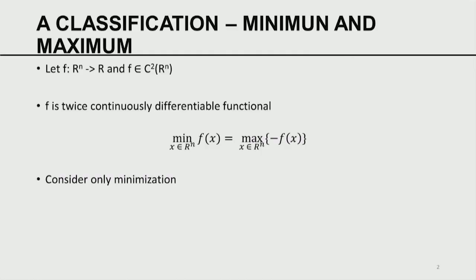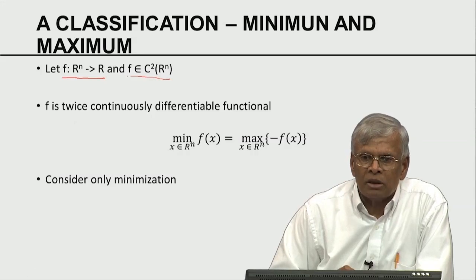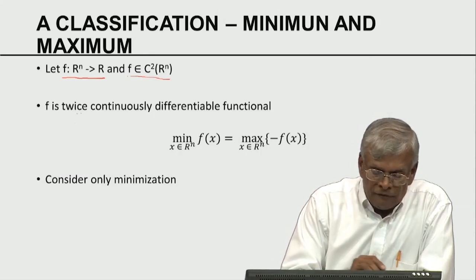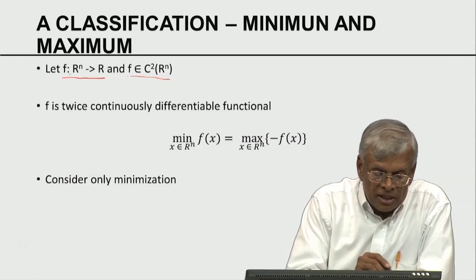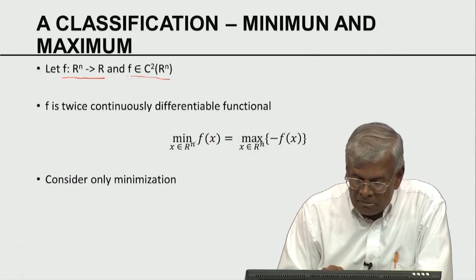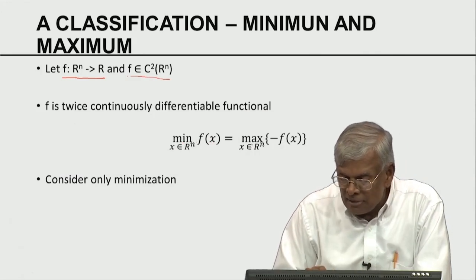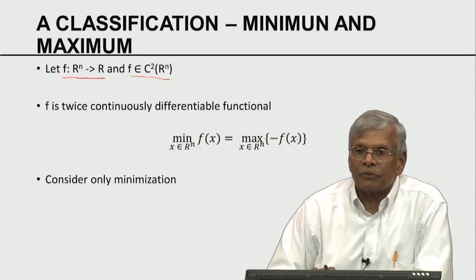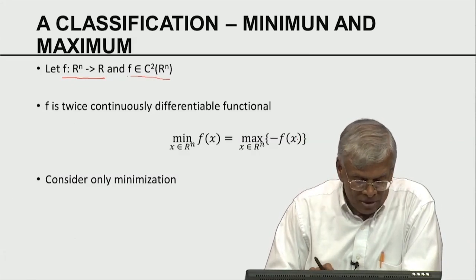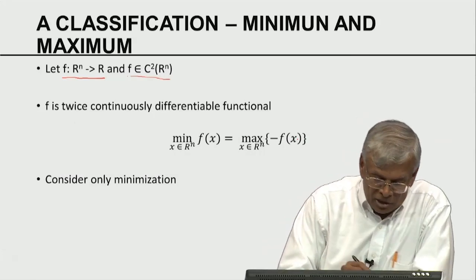So a classification. Let f be a scalar valued function. You can see the notion of a scalar valued function comes into play right away. Let f be C2 on Rn. That means f is a function which is continuously differentiable in Rn, at least twice continuously differentiable. If f is a twice continuously differentiable scalar valued function, it is called a functional. What is the relation? Minimum of f with respect to x is the same as maximum of minus f. Therefore, it is enough that I study either maximization or minimization. Without loss of generality, we will consider minimization.